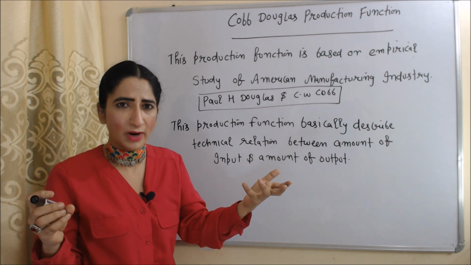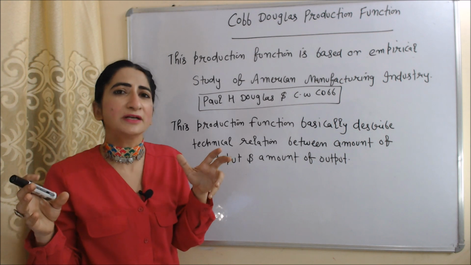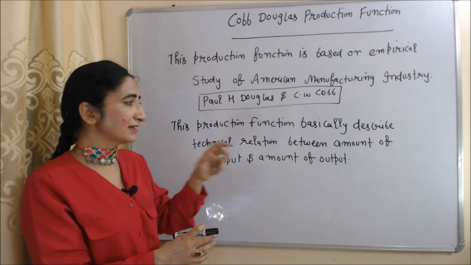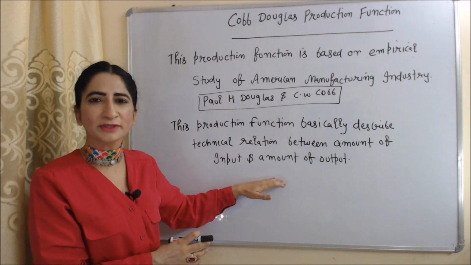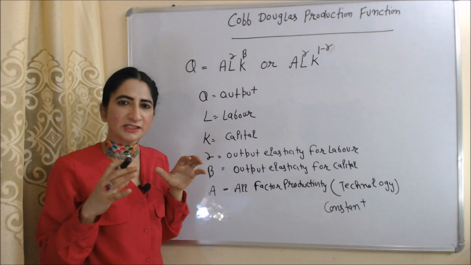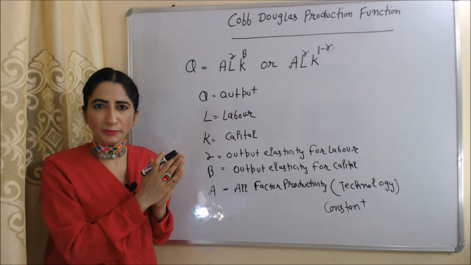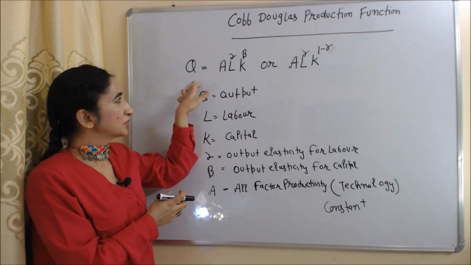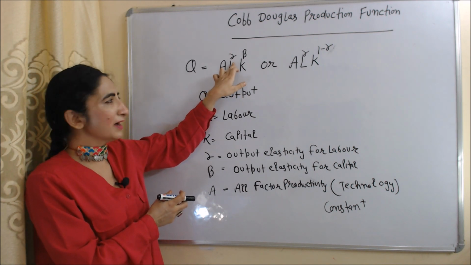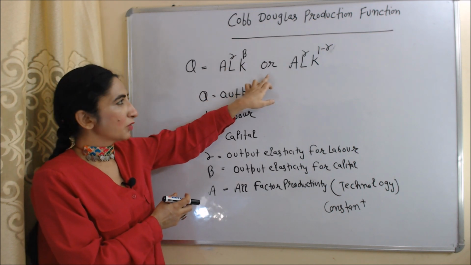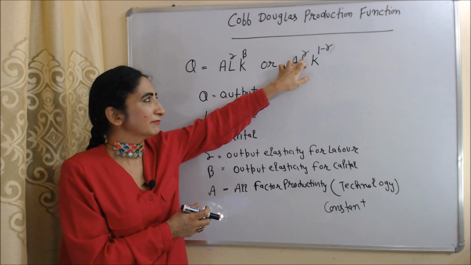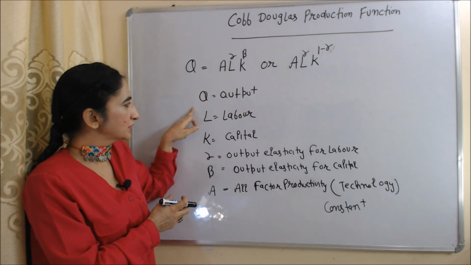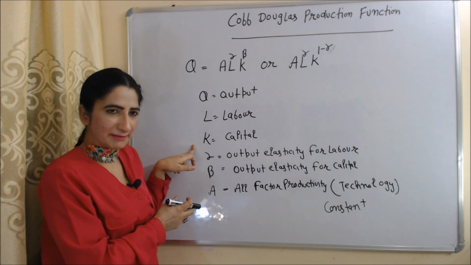This production function is not like other production functions such as the law of variable proportions, returns to scale or isoquant. It is very different because it basically describes the technical relationship between the amount of input and the amount of output. This production function only takes two inputs, labor and capital. The equation of this production function is Q equal to A L to the power alpha and K to the power beta, or we can say A L to the power alpha and K to the power 1 minus alpha. Here Q is output, L is labor, K is capital.